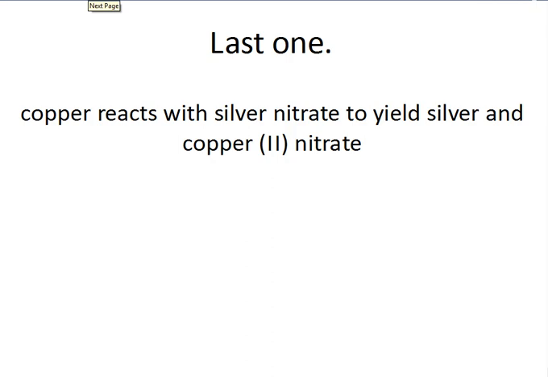Last one for just naming, a little bit more difficult. Copper reacts with silver nitrate to yield silver and copper 2 nitrate. So copper, we've got our Cu, happy by itself, reacts with silver nitrate, AgNO3.